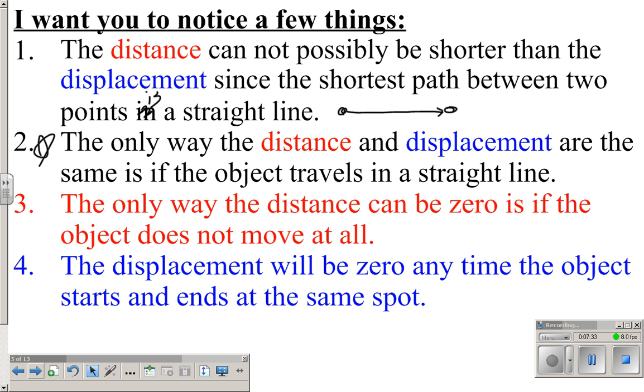Thirdly, the only way that the distance can be 0 is if the object doesn't move at all, right? Because if my object starts right here, as long as he doesn't move, his distance is 0. But as soon as he moves even the littlest bit, he's going to have traveled some distance. All right. Now displacement is different. Your displacement can be 0 anytime you start and end at the same spot. Because remember, displacement is the length of the path from starting point to ending point. So if I start here and then wander around and come back to my starting point, then my displacement is 0 because the distance from my starting point to my ending point is 0. All right.